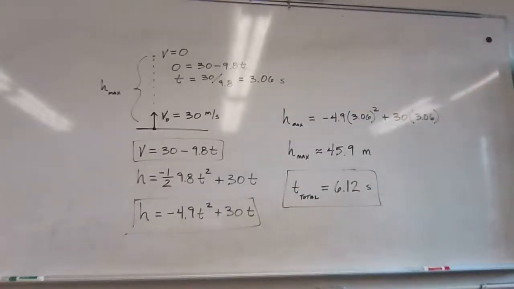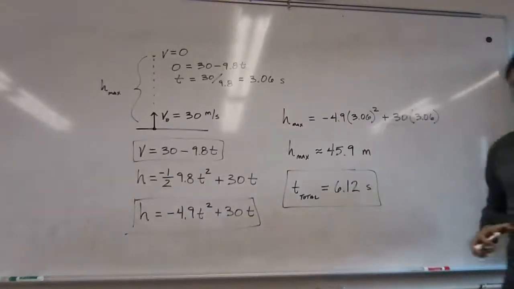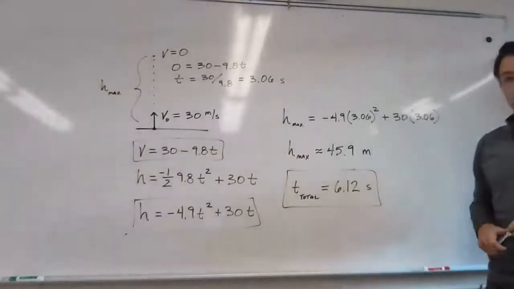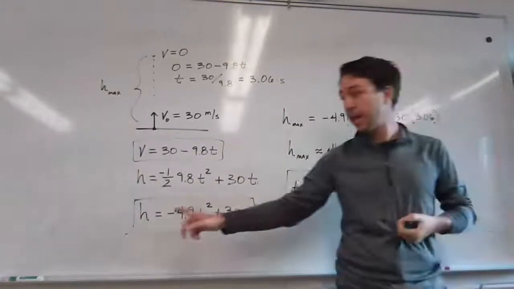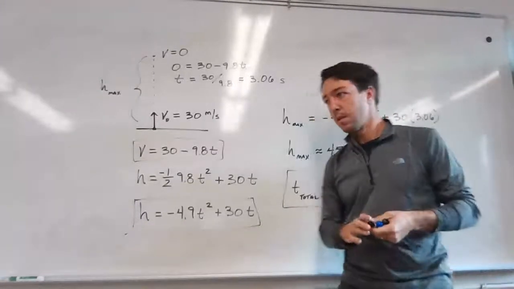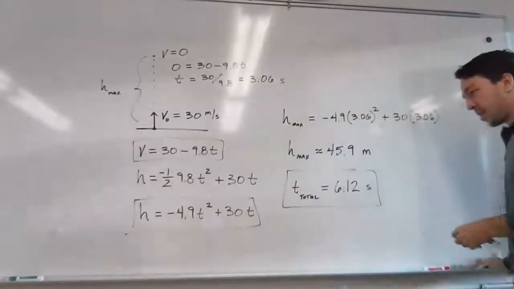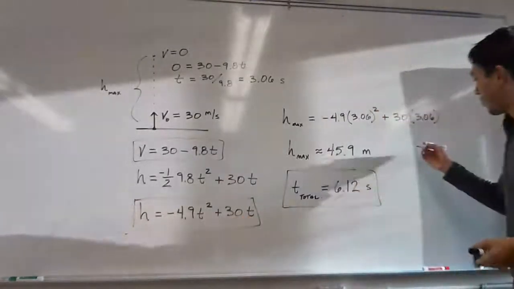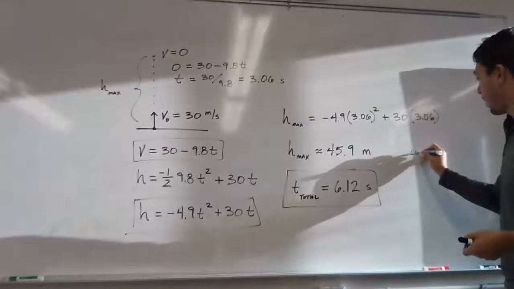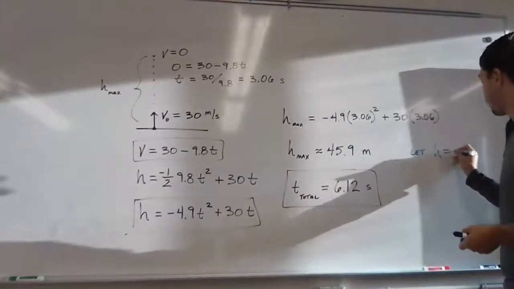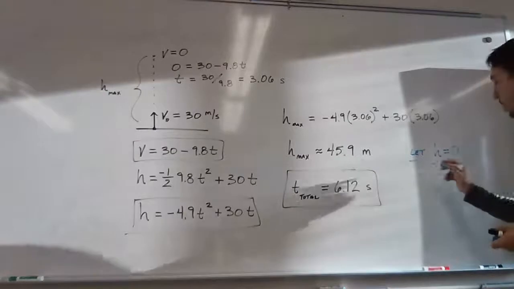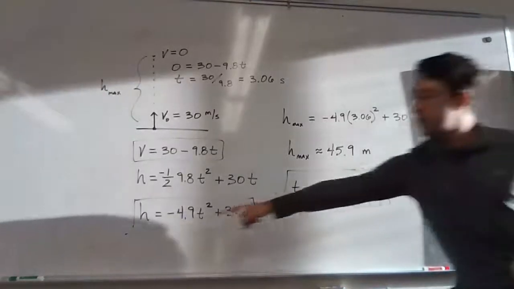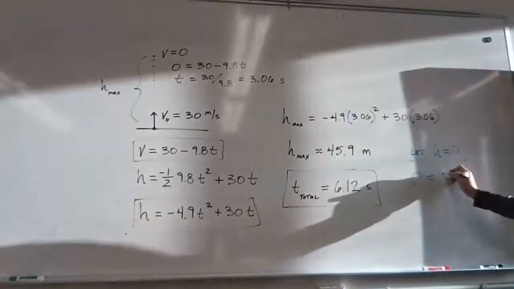If you don't find that convincing, if you're like, well, okay, I get what you're saying, but that's not exactly rigorous, is it? What you would do is simply set h to 0. Let me show you that calculation, because it's actually pretty interesting how you get the exact same answer. So if I set this equal to 0, so if I say let h be 0, we get, so set that equal to 0, and then factor out the t.